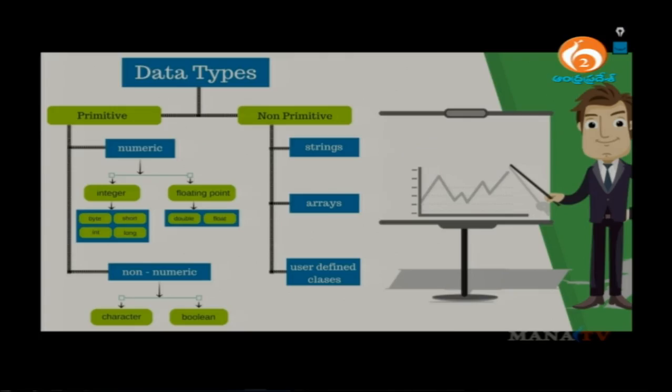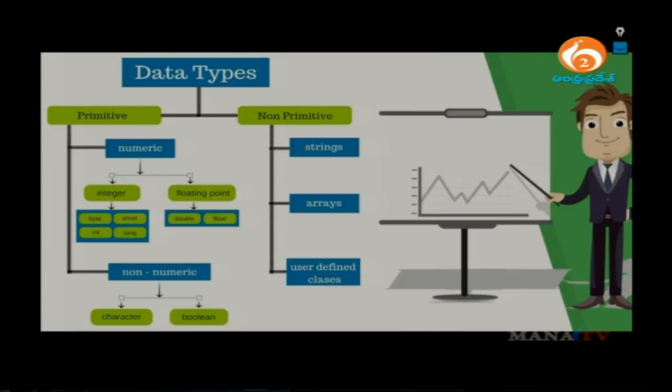Okay. The similar data types we find in Java also. So the first is integer, then byte, short, and long. And for floating point, again the same thing, one is double and one is float. And non-numeric, character as well as boolean. Please try to draw this information in your notes. Okay. Very important terminology about the different data types in Java.